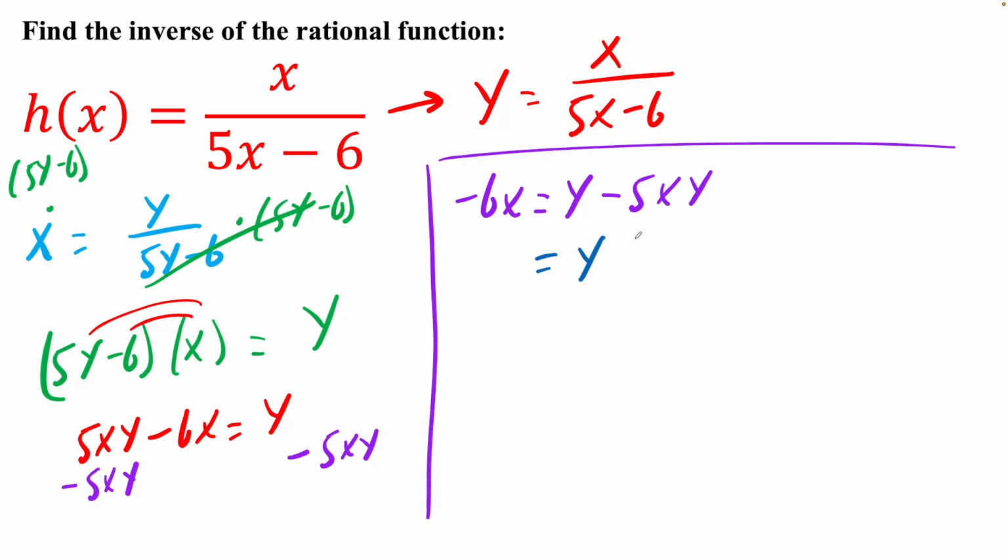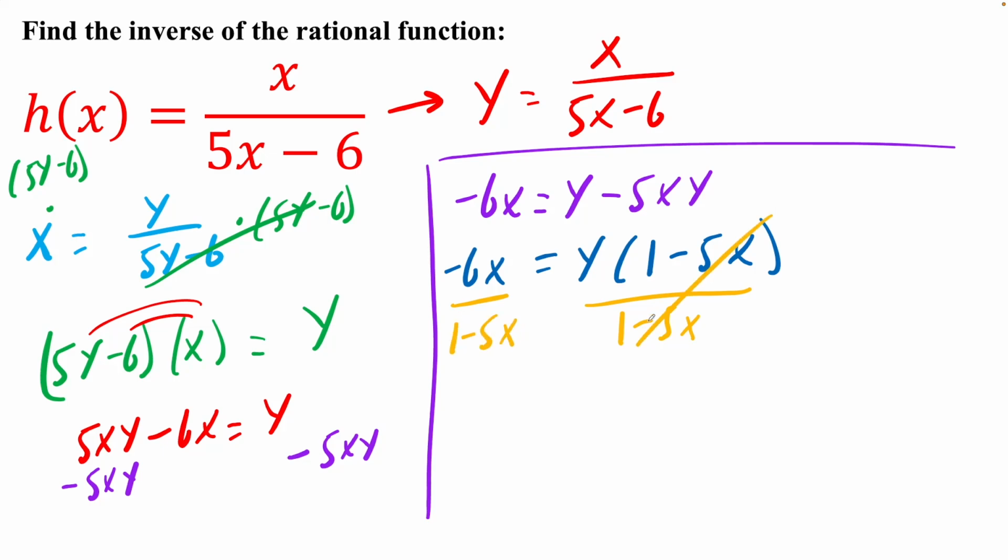We can group a y, so y times (1 - 5x), because y times 1 is y, y times negative 5x is negative 5xy. And then this piece can stay the same, negative 6x. And now we'll go ahead and divide by 1 minus 5x, divide by 1 minus 5x.